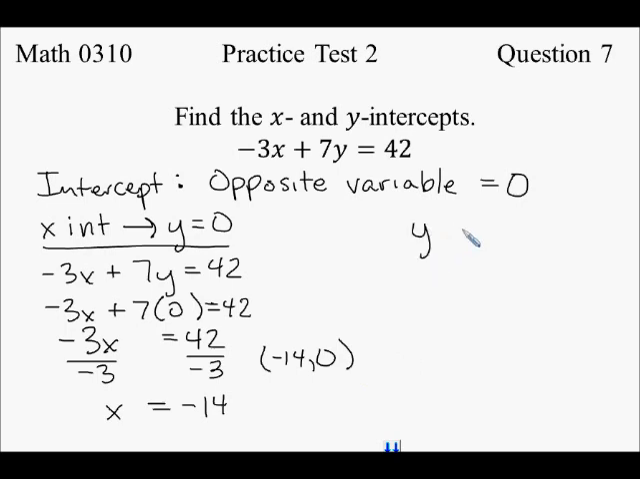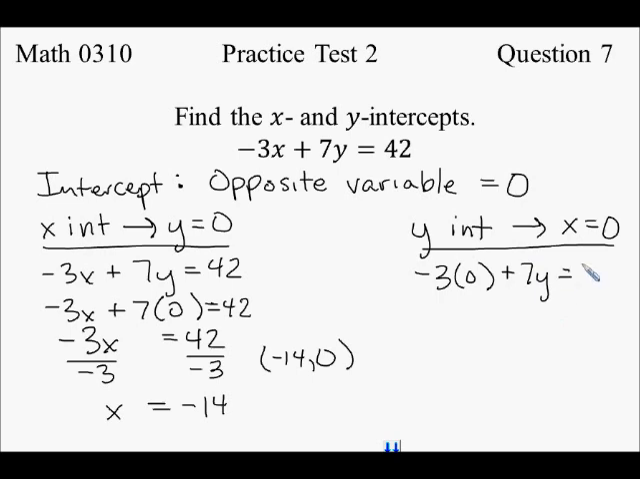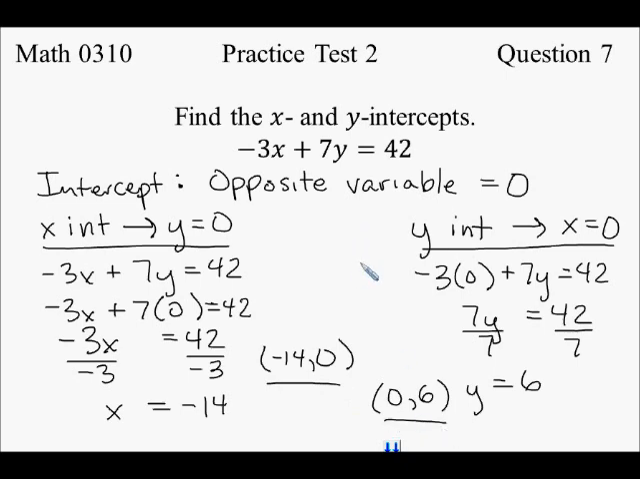And for our y-intercept, remember we set the opposite variable equal to 0. So for the y-intercept, x is going to be 0. And so in our equation here, we're just going to get negative 3 times 0 plus 7y equals 42. The left side simplifies, we just have 7y equals 42. We simplify by dividing by 7 on both sides, and so we get y on the left side, and 42 divided by 7 is 6. And so here, our x comma y, we said x was 0, so we have 0 for the x-coordinate, and we got a y-coordinate of 6. So with these two coordinates here, we can see this matches answer choice C.